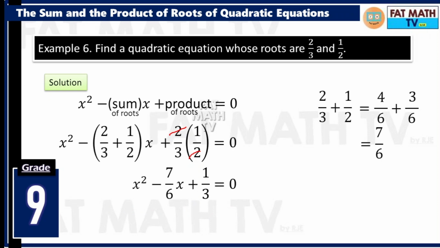But you can find an equivalent equation to this with integral coefficients. That means to say the coefficients are only integers. So we have to multiply the least common denominator of the fractions to both sides of the equation, in this case 6. Multiply each of them by 6. You will get 6x squared minus 7x plus 6 times 1/3, which is positive 2, equals 0. So in this case, the coefficients are integers, no fractions. So this can be your answer.